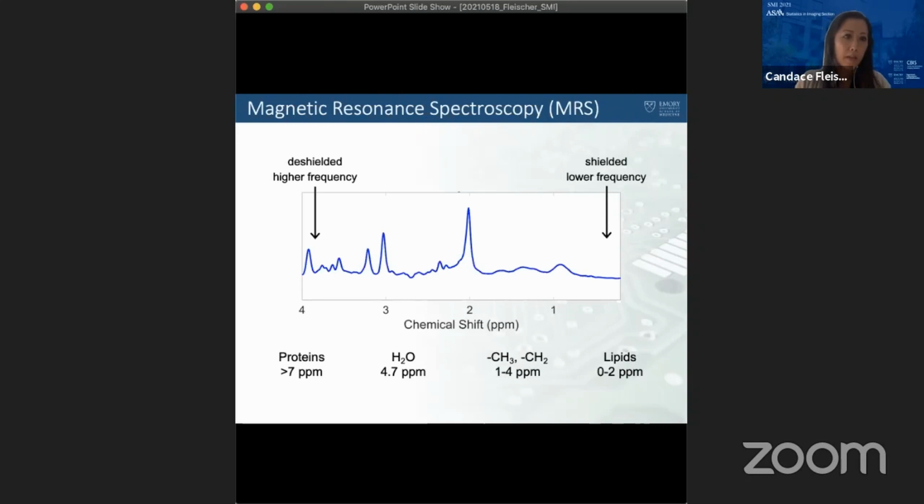So instead of an image, we're actually getting a spectrum where each peak in the spectrum corresponds to a different nucleus or a different metabolite. The x-axis in these spectra is always frequency. We report it in a chemical shift to normalize against the strength of the field. Each of these peaks, and the area under the curve of each of the peaks, can give us an estimation for the concentration of the metabolite. In my lab, we primarily focus on the brain, but you can do this throughout the body as well.